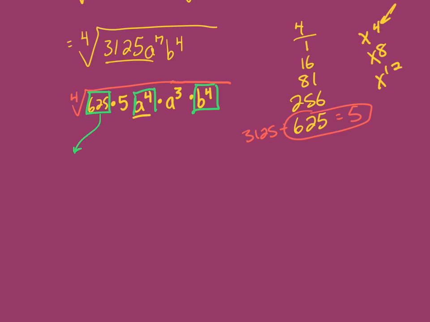So the 4th root of 625 is 5. 5 times 5 times 5 times 5. The a to the 4th, when it comes out, you're still dividing by the index. So 4 divided by 4 is a to the 1st. Also taking out that b to the 4th. And then on the inside, we've got 5, and we had a to the 3rd.